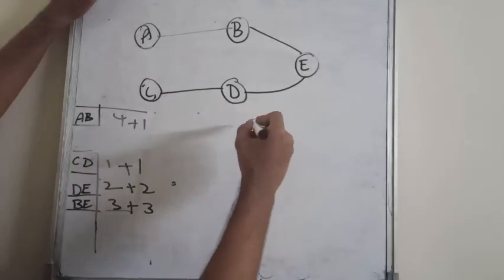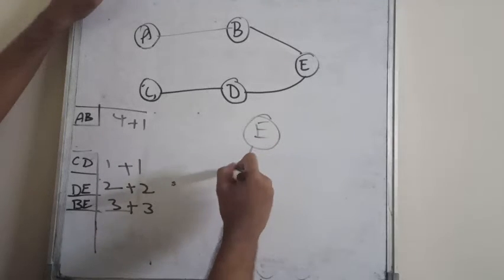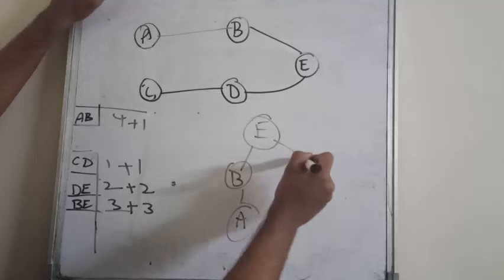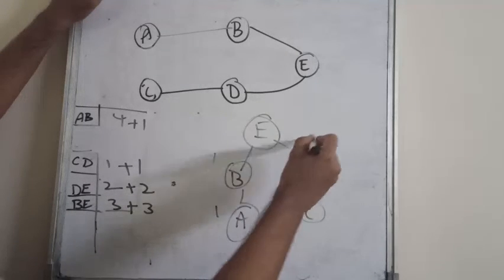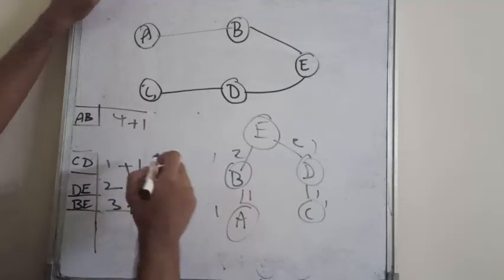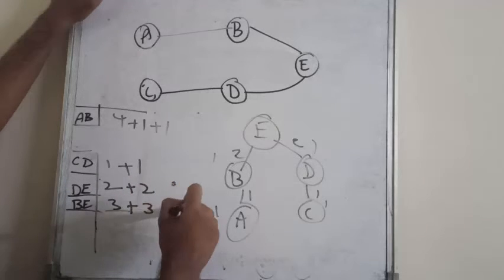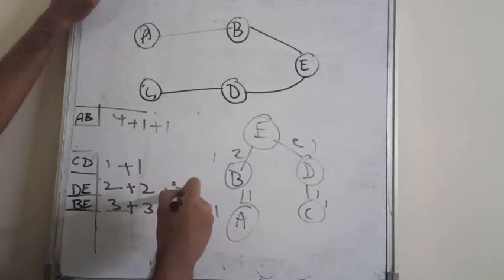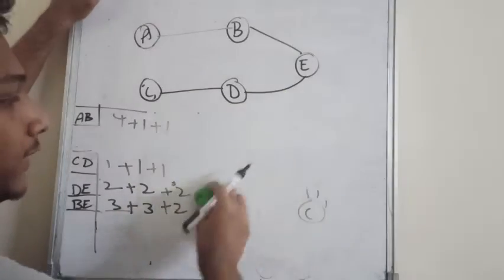Now moving on to with respect to E. B connection with A, D connection with C. 1, 1, 1, 1, 1, 1, 2, 2. So AB has 1, BE has 2, ED has 2, CD has 1. Okay. With respect to E also we are done.